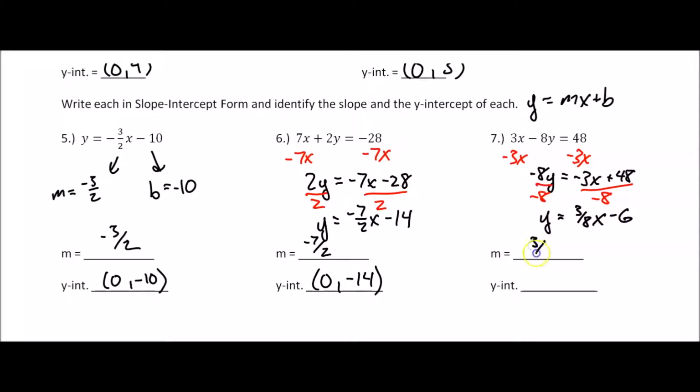So now the slope is a 3/8. But the y-intercept is the ordered pair 0, negative 6. Because now it's in slope-intercept form. Okay?